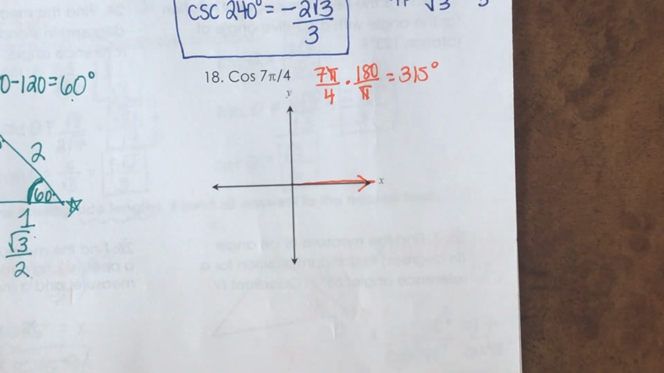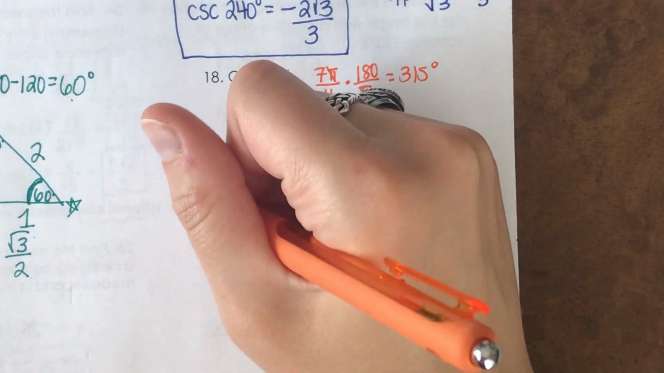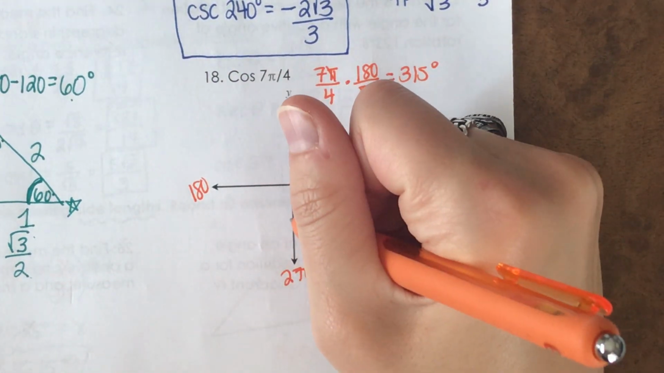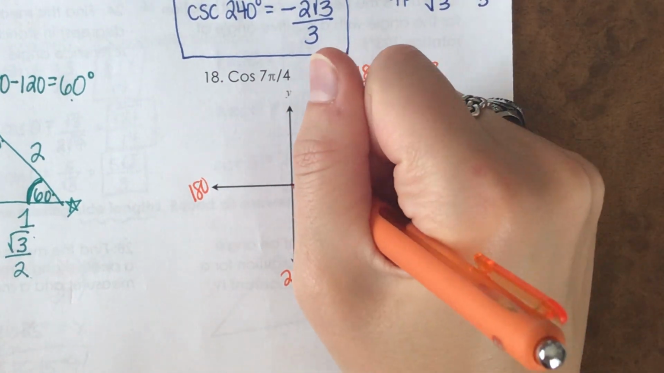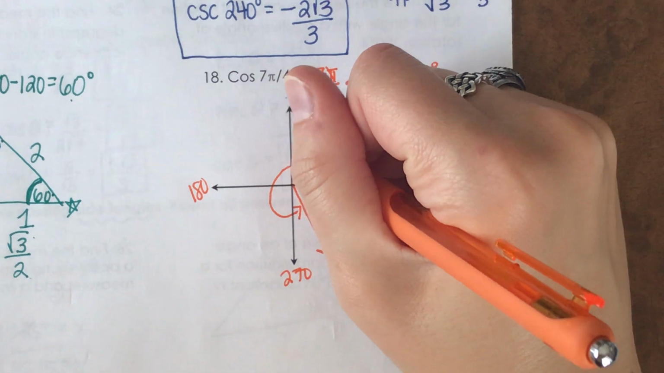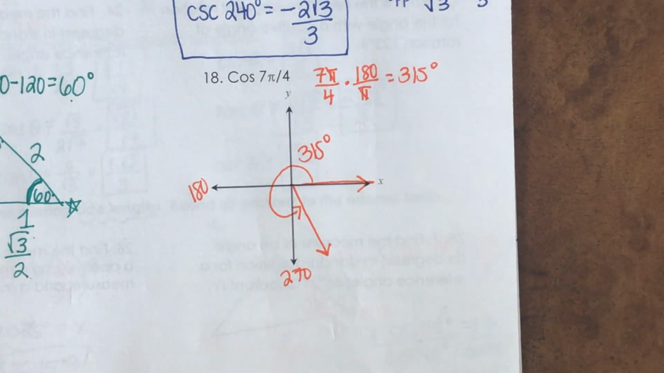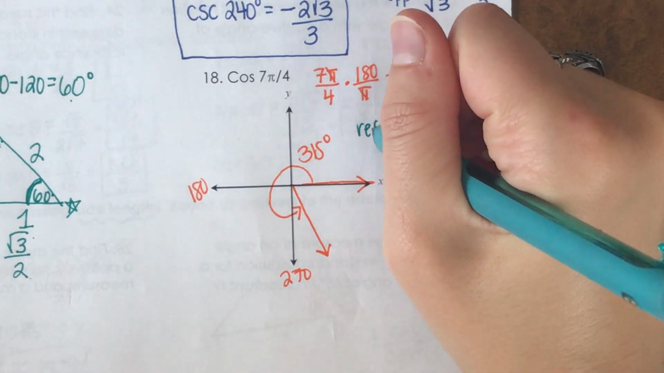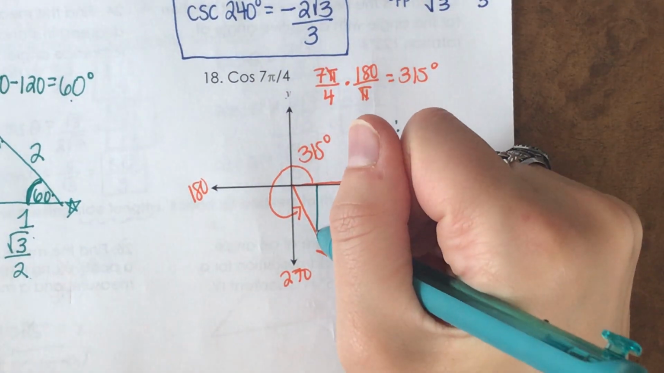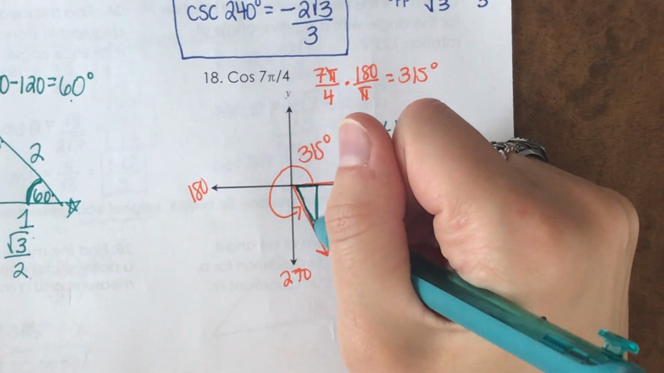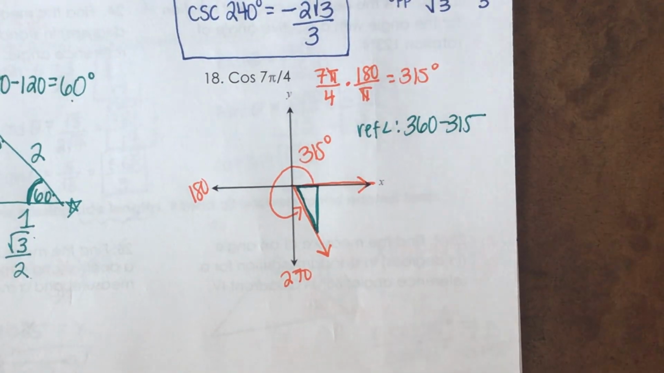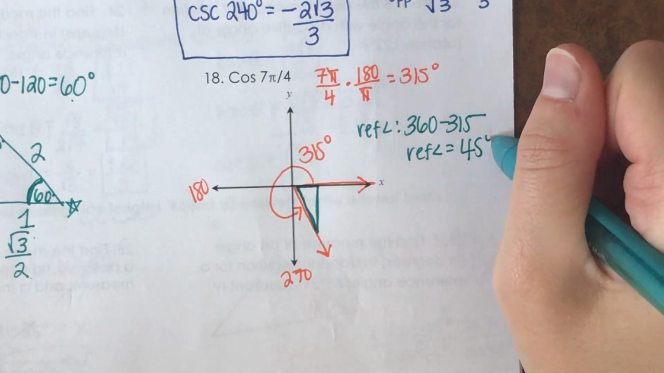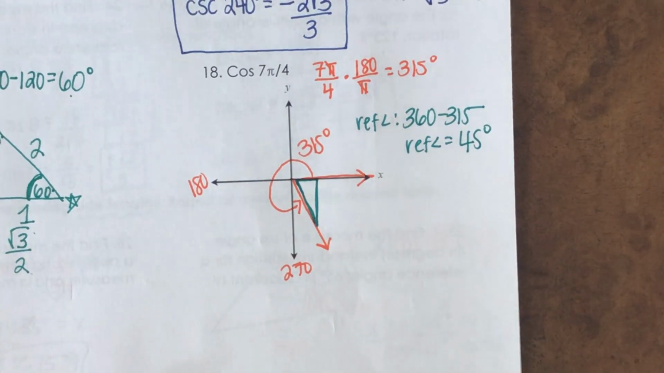If I start on the x-axis, I know this is 270. So I go all the way to 270. I don't quite get to 360, but I'm probably somewhere about here, right, in this fourth quadrant. This gives me 315 degrees. Okay. My reference angle gets me back to 360, so it's this section in here. So I'm going to do 360 minus 315. And my reference angle is 45 degrees. So I know this is a 45-degree triangle, so now I'm going to draw it out.